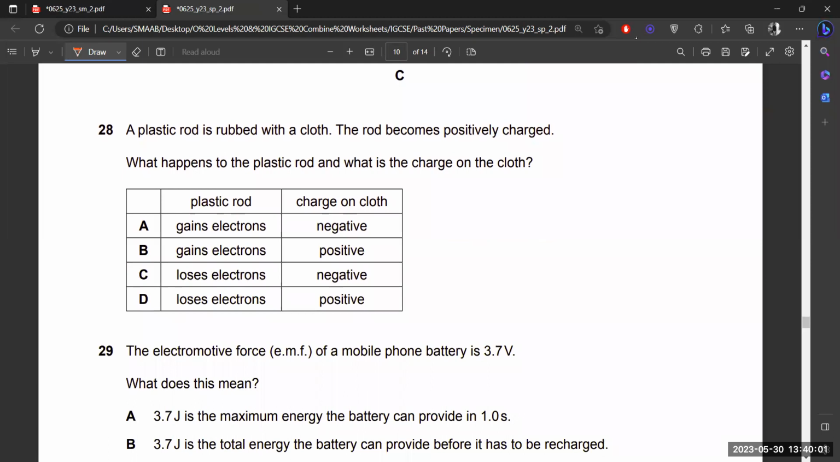A plastic rod is rubbed with a cloth. The rod becomes positively charged. Okay, so basically the rod is positively charged. It means the cloth will have a negative charge.